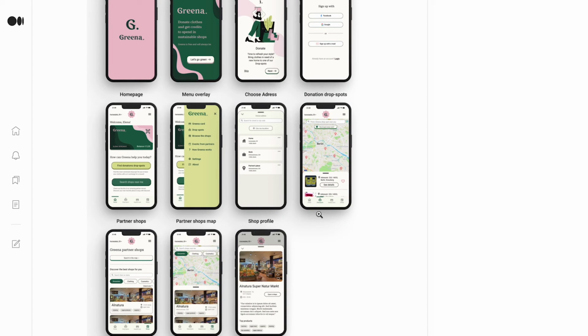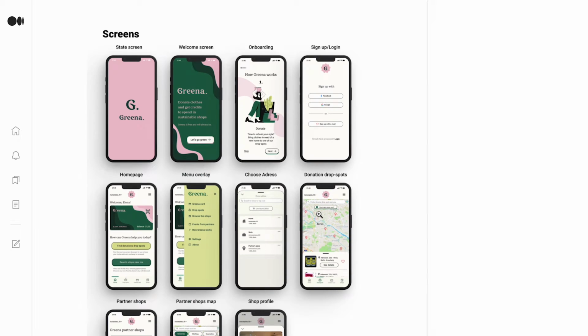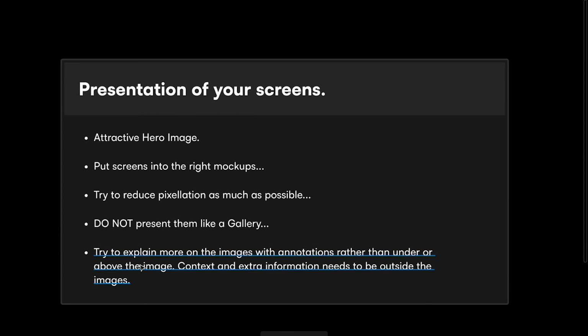You need to explain the user flow. You need to explain the problem that you solve. You need to explain the solution, right? So refrain from showing screens like this. Let's go forward. The last one is try to explain more on the images.